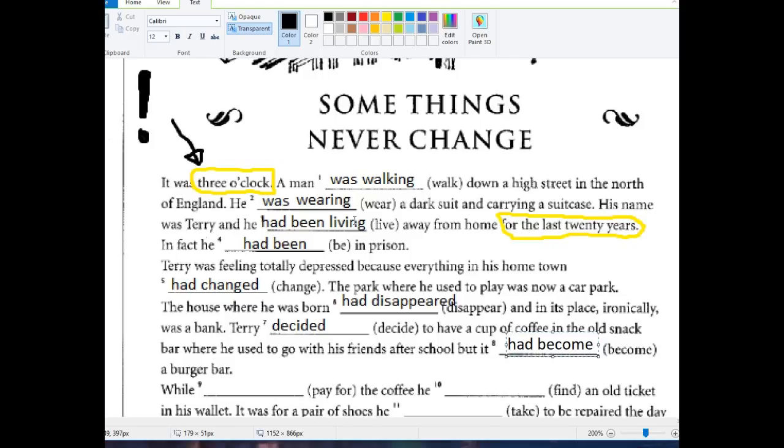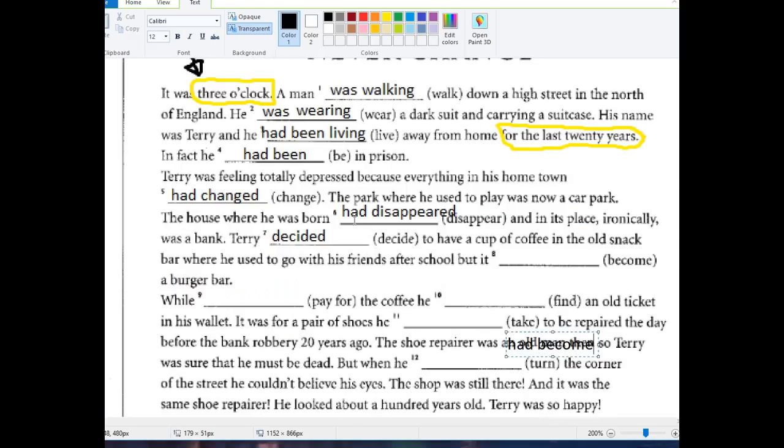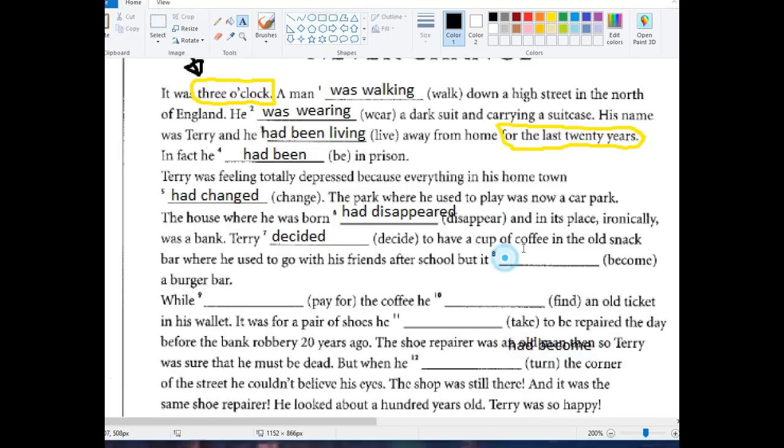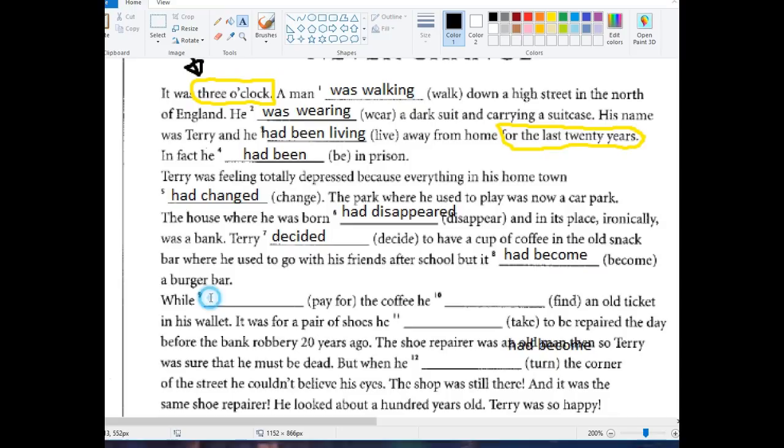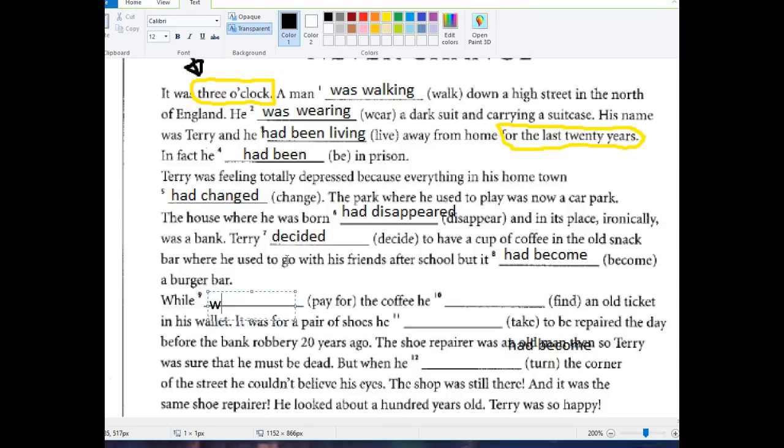Now we have a nice signal for past continuous. We have while. So we know it's going to be while he was paying for his coffee, while he was in the middle of paying for his coffee. Please remember in the middle of for past continuous, it's very useful. While he was in the middle of paying for his coffee, he found an old ticket in his wallet. Now remember that found is after 3 o'clock. This is why it's past simple.